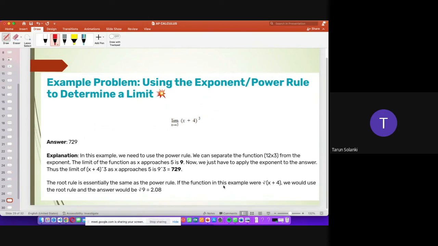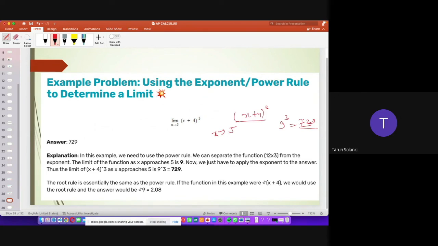So in this example, we need to use the power rule. So we can separate the function from the exponent. The limit of the function as x approaches 5 is 9. And now we just have to apply the exponent to our answer. So the limit as x approaches 5 of (x plus 4) to the power 3 becomes 9 to the power cube, so that is 729. Now you can also find the root rule, which is essentially the same as the power rule.